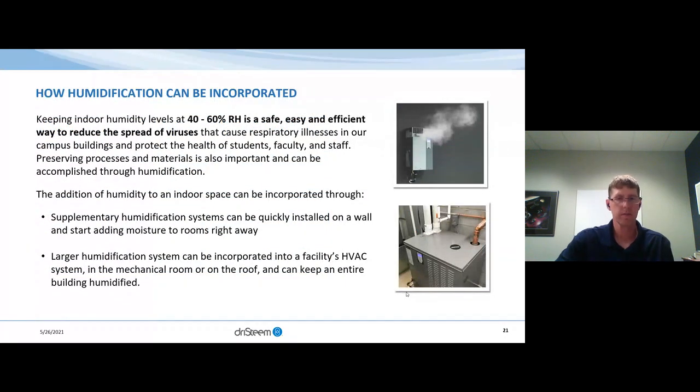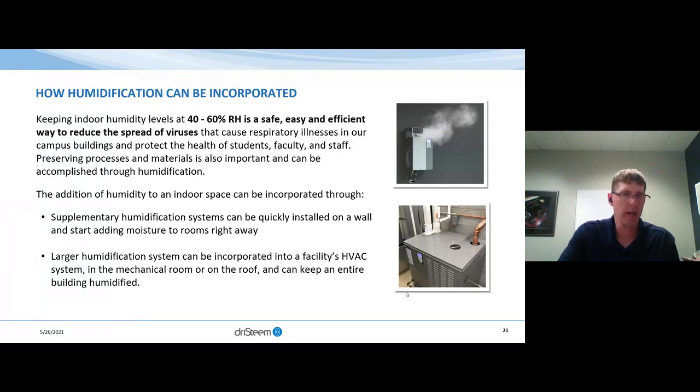So we've talked about a number of potential benefits to humidification within the space. But how do you even get started on it? If we want to hit this mid-range, this 40 to 60%, how would we do it? Well, a couple of different things.